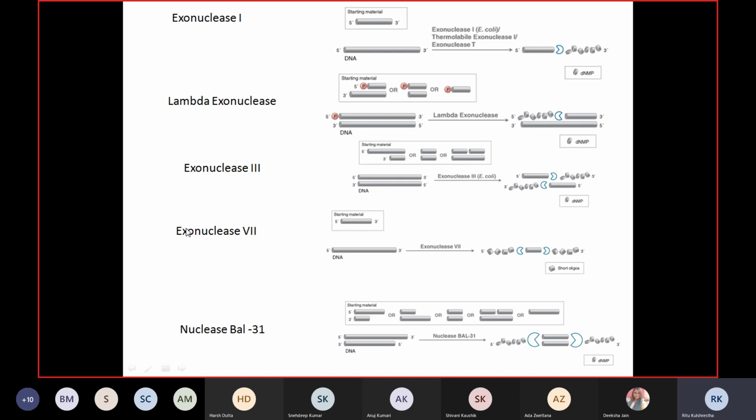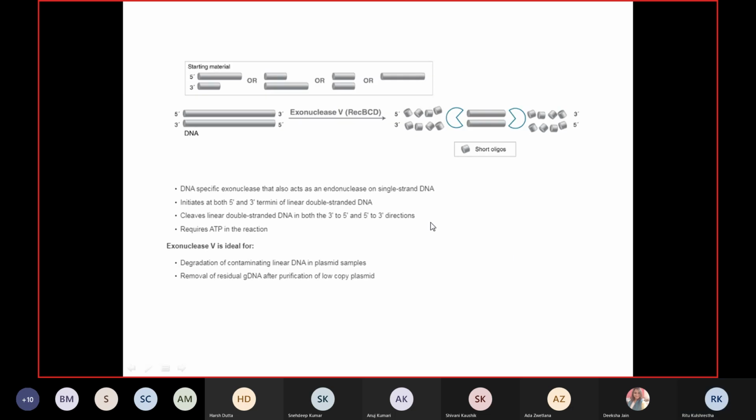So coming to exonuclease 7, it cuts from both the sides. So it shortens the DNA from both the sides. Then we have nuclease BAL-31, which acts on double-stranded DNA or single-stranded DNA, and again acts from both the sides and on both the strands. Then coming to exonuclease 5, again it is cutting the DNA from both the ends, and the final product is a very short oligo that is left in the solution once you treat your DNA with this particular enzyme.